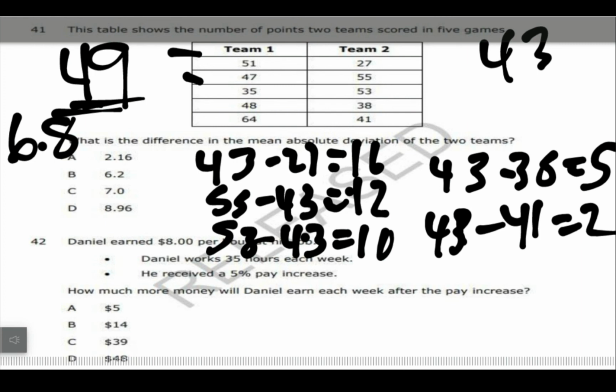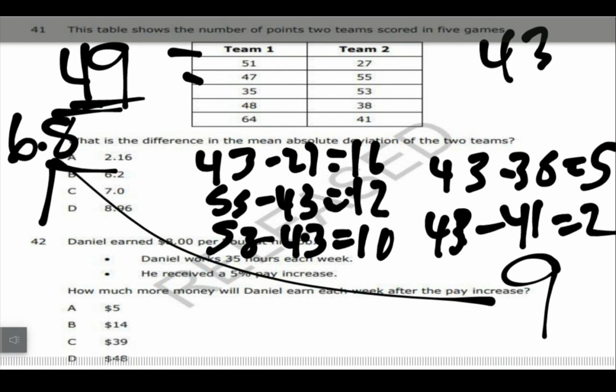16 plus 12 plus 10 plus 5 plus 2 should give me 45, and then divide by 5 should give me 9. So the difference between those two is about 2.2, okay, which is closest to A. All right, so it would be A for that one.